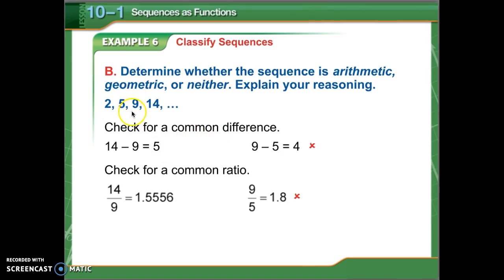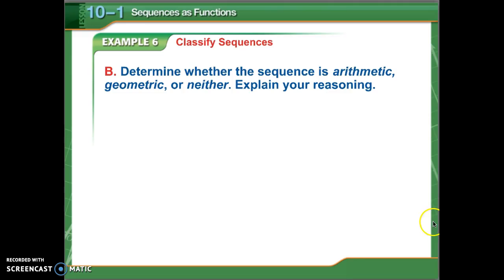And if we check for a common ratio, 14 over 9, or 9 divided by 5, or 5 divided by 2, you can see down here we don't get a common ratio. So if we don't get a common difference or a common ratio, it means that this sequence is neither arithmetic nor geometric.